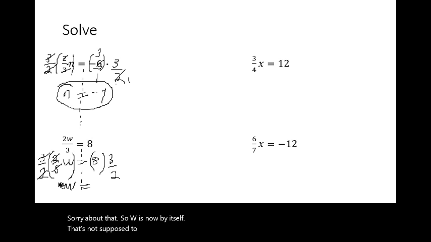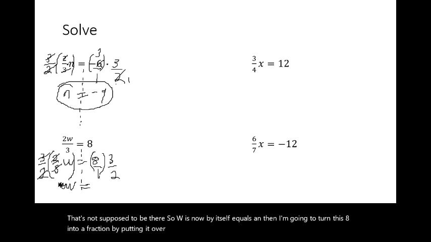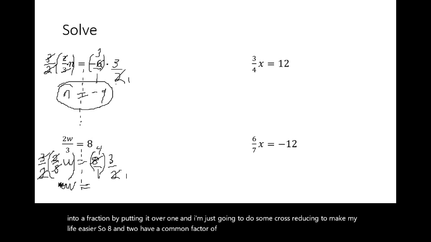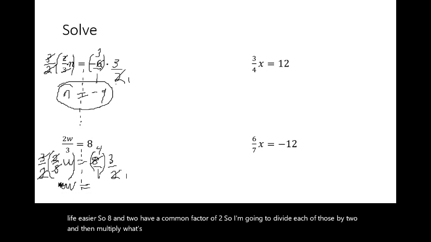So w is now by itself equals, and then I'm going to turn this 8 into a fraction by putting it over 1, and I'm just going to do some cross-reducing to make my life easier. So 8 and 2 have a common factor of 2, so I'm going to divide each of those by 2, and then multiply what's left over. So 4 times 3 is 12. 12 over 1 is just 12, so w equals 12 is your final answer.